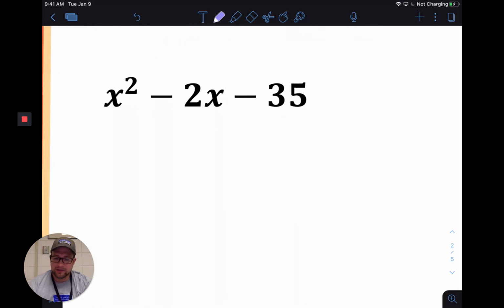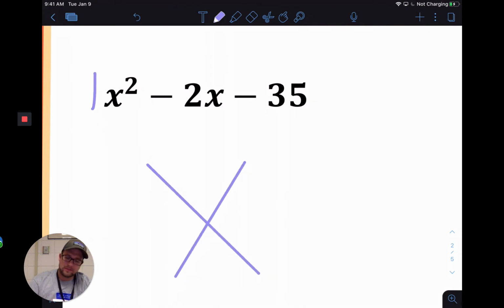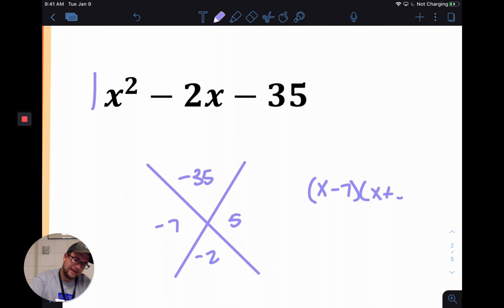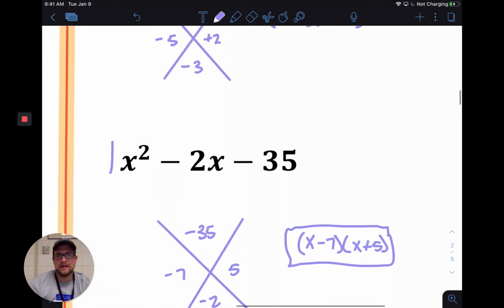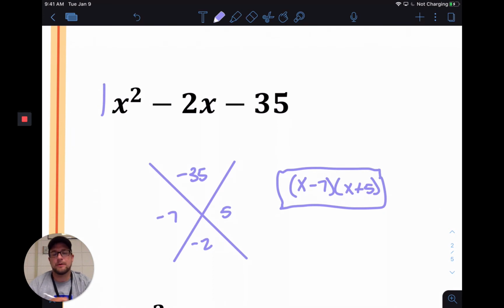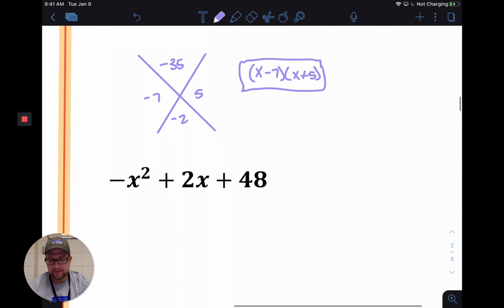Here's another one. Again, I would call this an X method problem. I'll have -35 here, -2 here, -7 and a +5 are what are going to make that work. So I'll get an x minus 7 and an x plus 5. Again, pause the video, stop, think about these problems. Just copying down my work is not going to mean you're getting better at these.